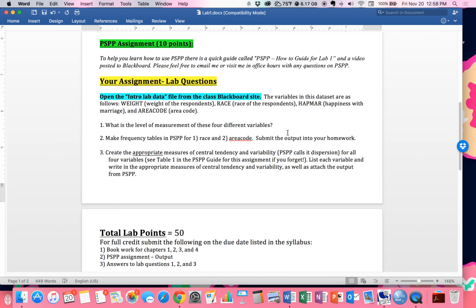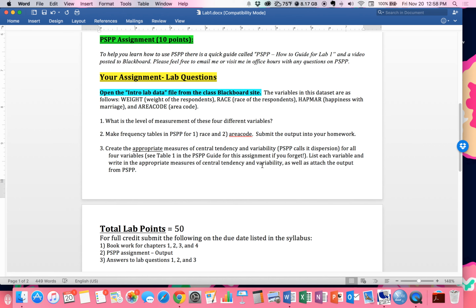Now, in the end, you will have your bookwork, and your PSPP output will be 4 separate tables, one for each of the variables. You'll have one table for weight, race, happiness with marriage, and area code showing your appropriate statistics. You'll have a frequency distribution table for race and area code. So don't forget when you're doing your statistics that you want to click on frequency tables and click never, or you'll end up with like 10 pages of tables, which you do not need for this assignment. 4 small statistic tables for number 3, 2 small frequency distribution tables for number 2, so that might be 1 or 2 pages.